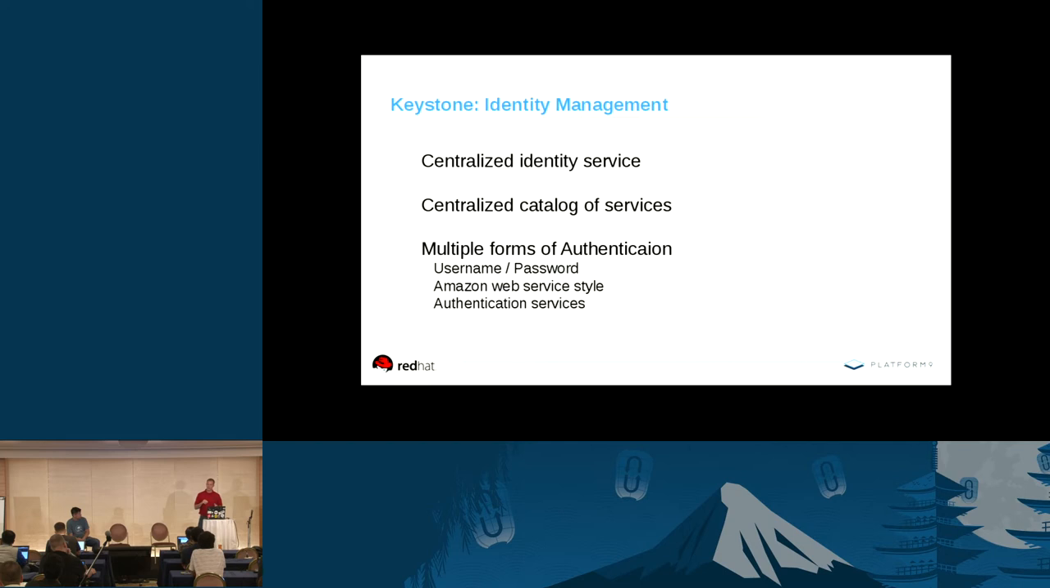It's also a centralized catalog of services. What this means is that all of these components that we're going to look at all have to be registered with Keystone so that they can communicate with one another. Each of the components actually authenticates and gets tokens from Keystone to be able to talk to one another. So when you put in a request to OpenStack to do whatever it is that you're going to do, the component that you're talking to probably will have to interact with other components, and to do that, they have to know about each other and be authenticated with each other. So Keystone is kind of the glue to put all that together.